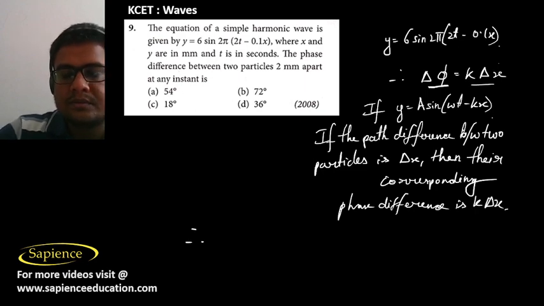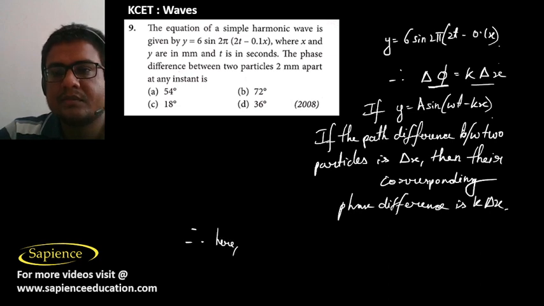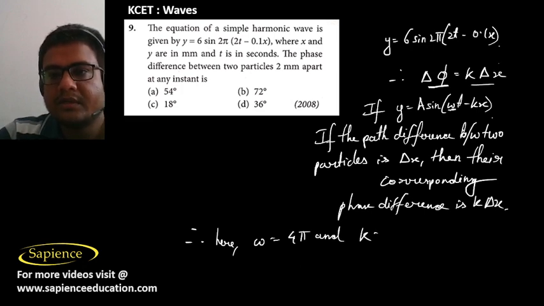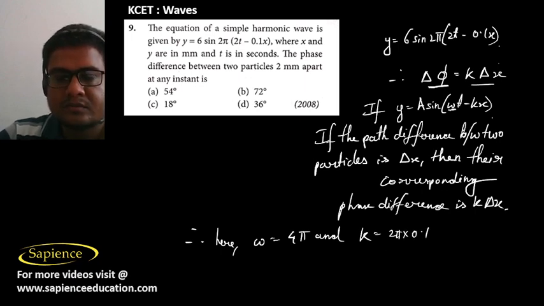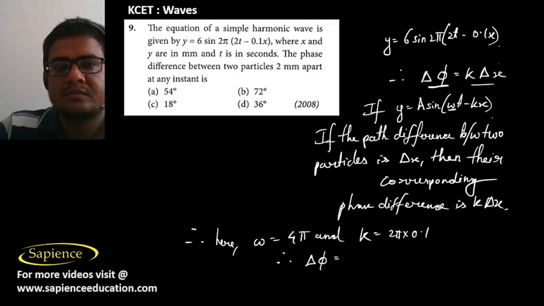Now therefore here we can see omega is equal to 4 pi, and since y is of the form omega t minus kx, k is equal to 2 pi into 0.1. So therefore the phase difference delta phi will be equal to, these are in millimeter, that will be 2 pi by lambda.